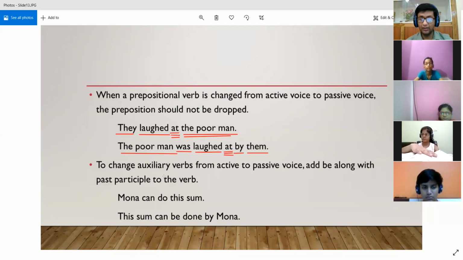Now, see there is one more rule. To change auxiliary verbs. Auxiliary verbs are helping verbs. Like was, were, is, are. These are all auxiliary verbs.